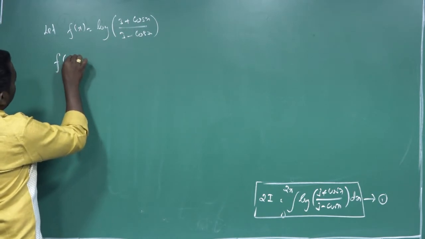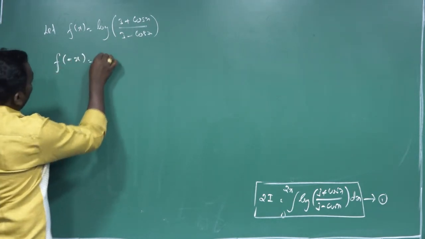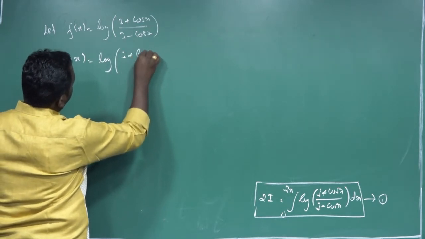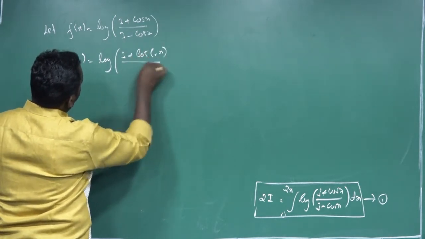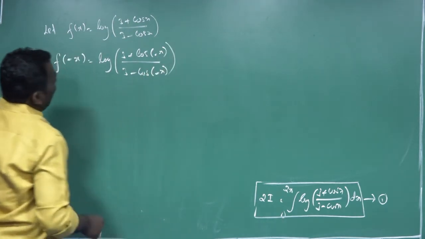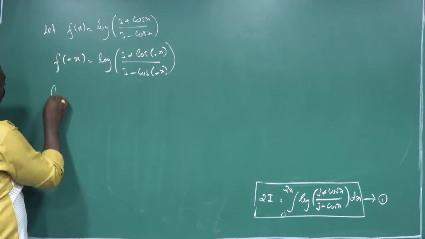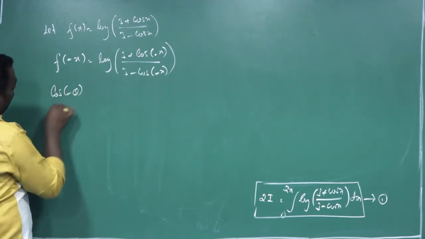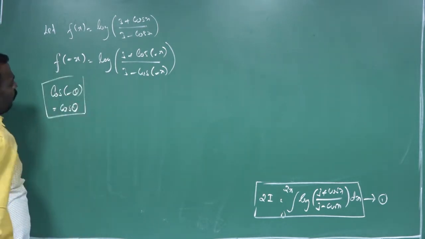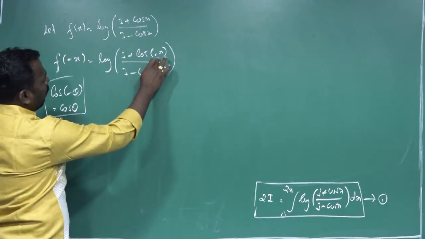f of minus x is equal to log of (3 plus cos of minus x) by (3 minus cos of minus x). And we know, by the fourth quadrant property, cos of minus theta is equal to plus cos theta. So applying the fourth quadrant property, cos minus x becomes plus cos x.